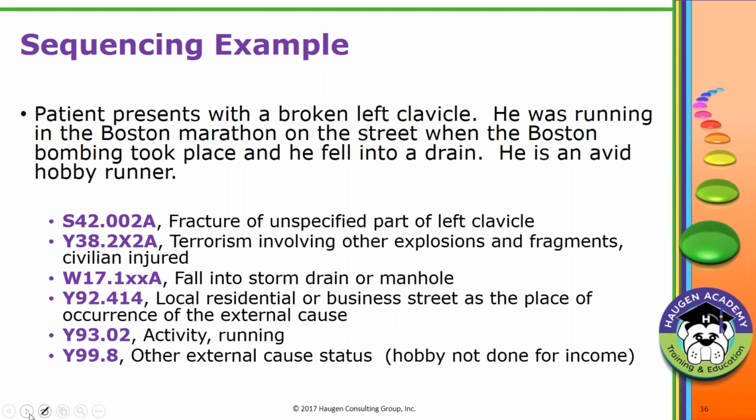You have the what caused it. He fell into the manhole or that storm drain. There's your W17 code. Where did it take place? There's your Y92 code. How? He was running, the Y93. And then the who is your Y99. So again, what seems to be a pretty simple example really can produce quite a few codes.